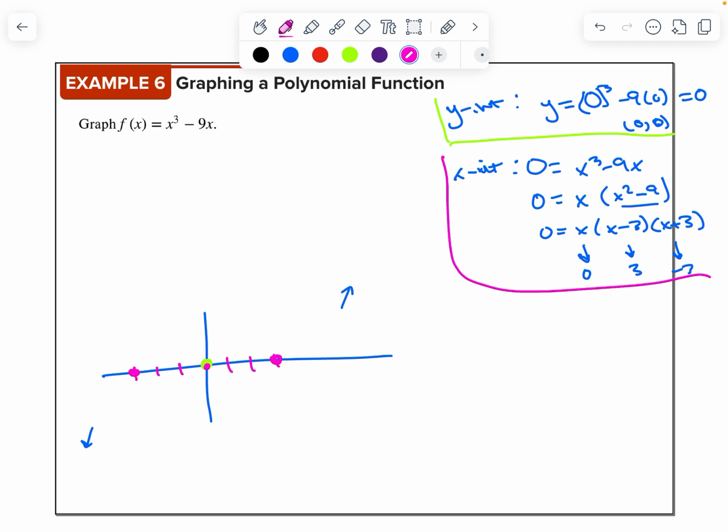Notice that all these had a multiplicity of 1. That means it's going to pass through every single one of those. It's not going to touch and turn around. So what I need is for it to go down on the left. I've already got that. Pass through that point, pass through that point, pass through that point, and go up on the right. I can erase my extra little arrow here. That's my sketch of my graph. This is f of x. That's my graph of f of x. That's really all we need.